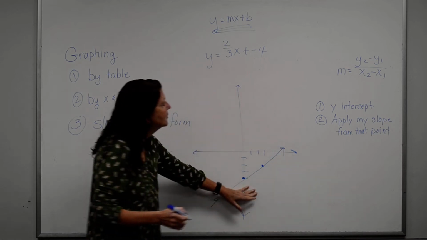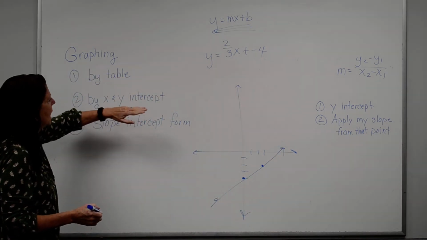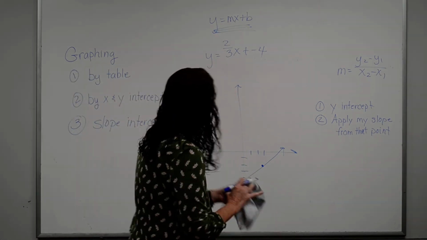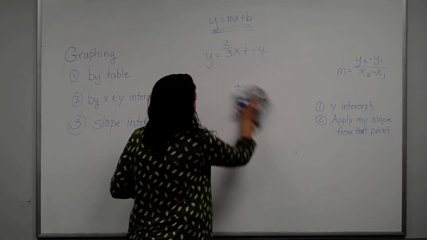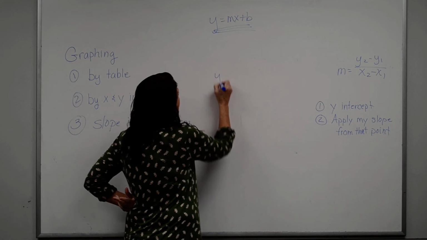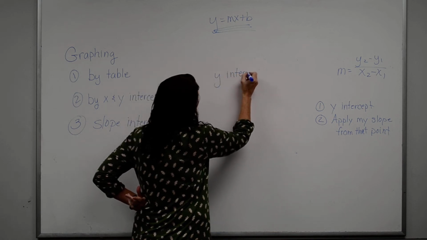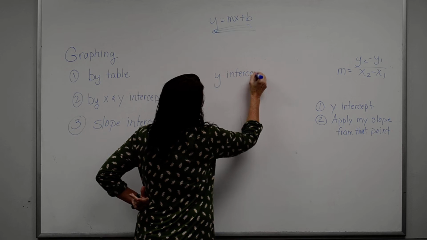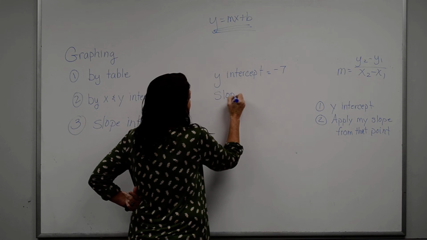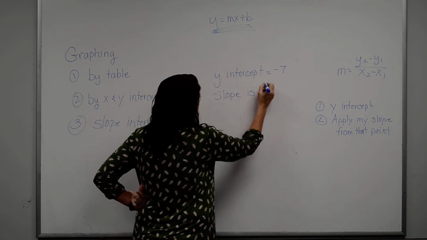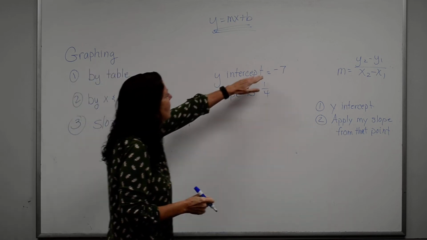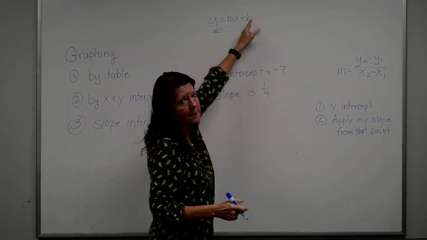And you just graphed your line without using a table and without using the x and y intercepts. Now, sometimes they'll give you this information and ask you to put it in that form. So they might tell you the y-intercept is -7, the slope is 1/4, and they'll say put it in slope-intercept form. Remember, the y-intercept is the same as the b.